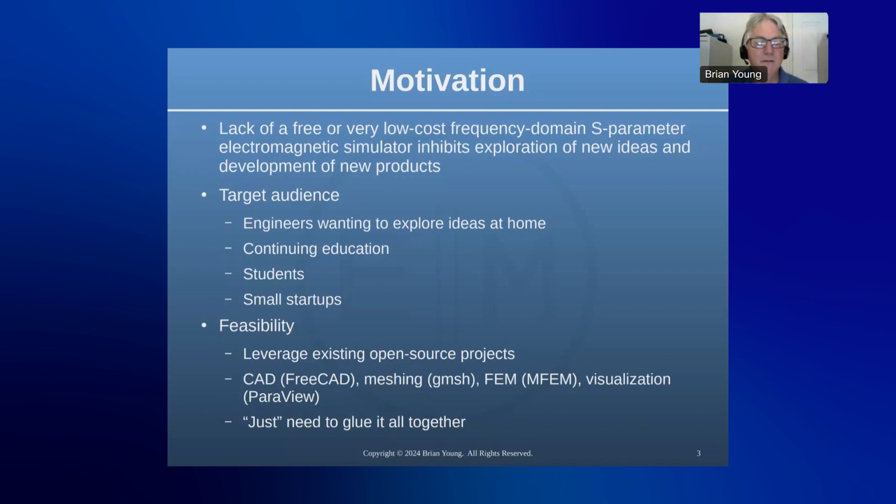So as far as feasibility goes, I'm a one-person effort, so you have to leverage existing open source projects. So to produce a 3D electromagnetic simulator, here's what I'm doing. I'm using FreeCAD for the CAD, Gmsh for meshing, FEM for the finite element, and then visualization with ParaView. And that's essentially a simulator right there. So all you need to do is just glue it all together, which is quite a bit of work, but not nearly as much, I think, as putting together any of the pieces that are required to pull together a full-scale simulator.